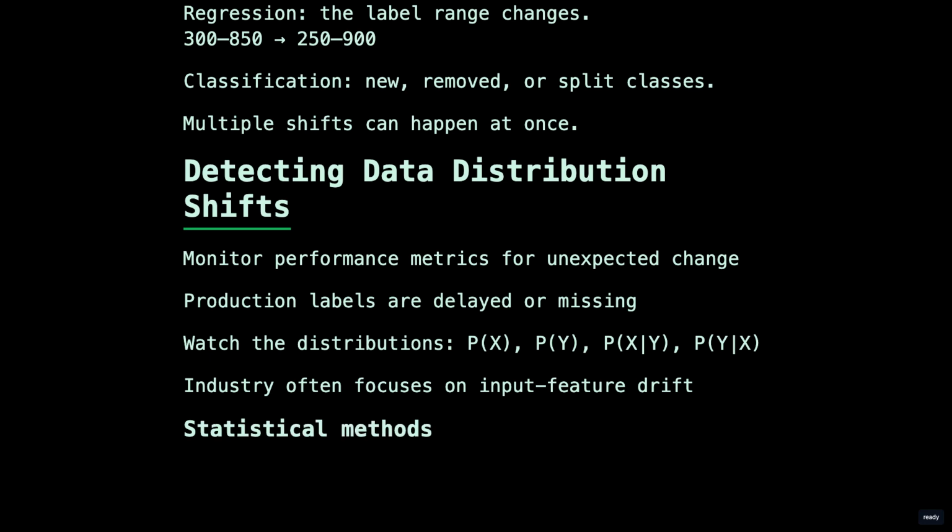Statistical drift detection starts with comparing two samples and asking whether they look like they came from the same distribution. The simplest tools use summary numbers. The stronger tools use formal tests.